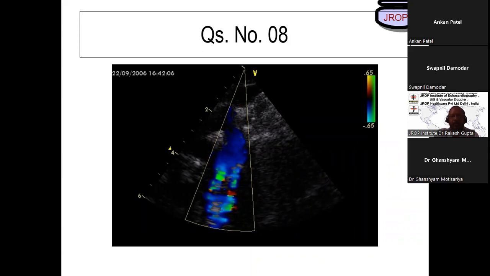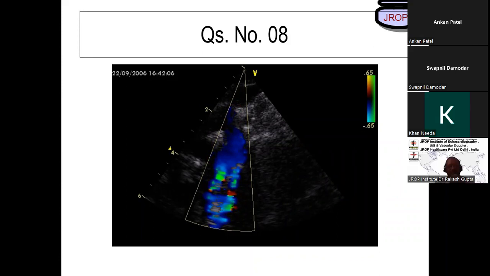So is there transposition of great arteries in this? Transposition of great arteries will be seen over here. No, if two aortas are there, then two arteries descending in long axis view? No. That will be seen in parallel short axis view. This is not PDA. No, this is not PDA.